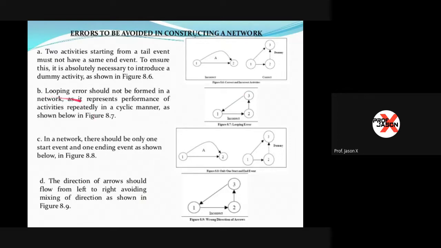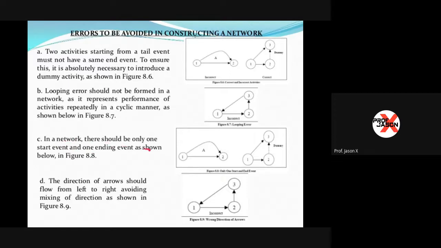Next, we have the looping error. A looping error should not be formed in a network as it represents performance of activities repeatedly or in a cyclic manner. Just like this one. This is incorrect because after the event, or let's say this is activity A, going from 1 to 2, this line is already incorrect because 3 cannot go back to 1. It could lead to another direction, but definitely it could not lead to a preceding event or a prior event. It must always go to a succeeding event.